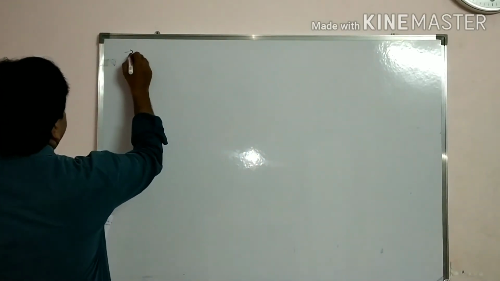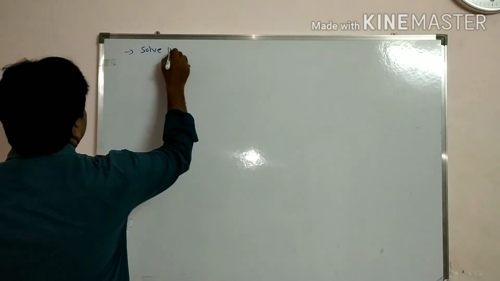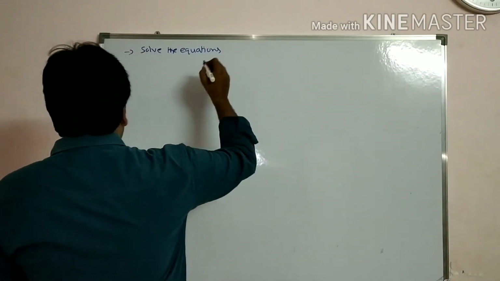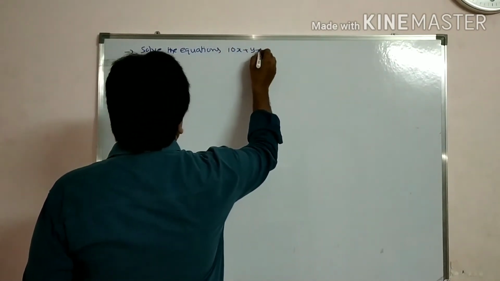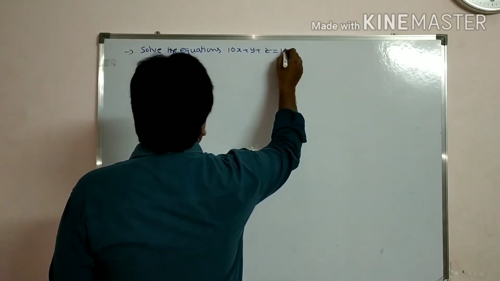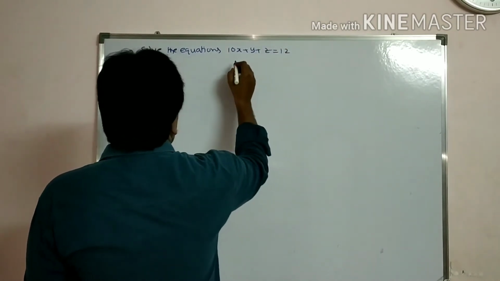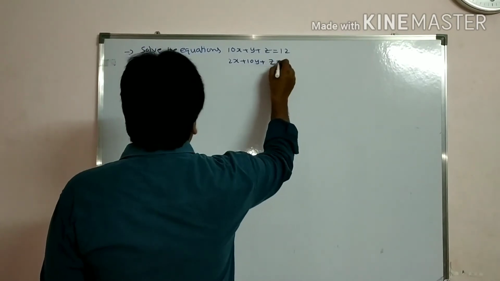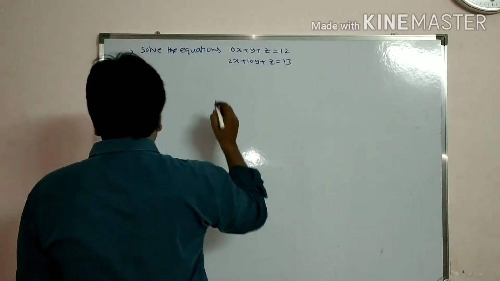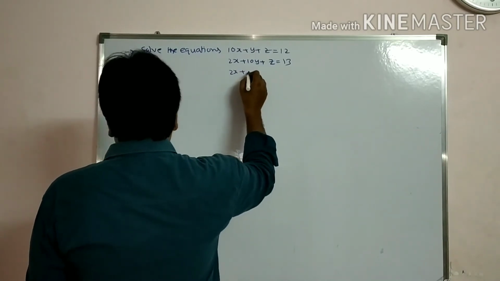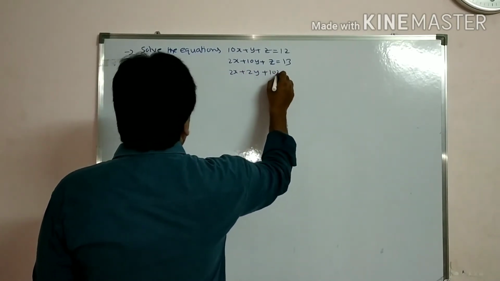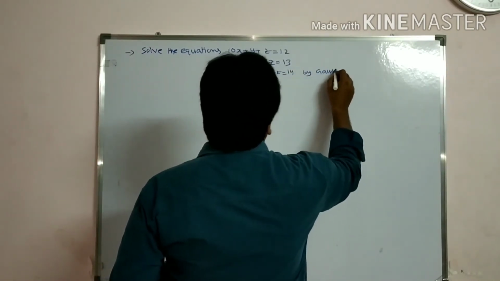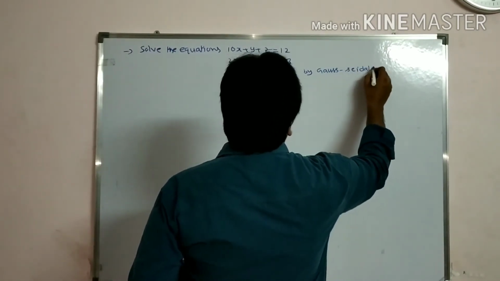Solve the equations 10x plus y plus z is equal to 12, second equation 2x plus 10y plus z is equal to 13, and 2x plus 2y plus 10z is equal to 14, by the Gauss Seidel method.